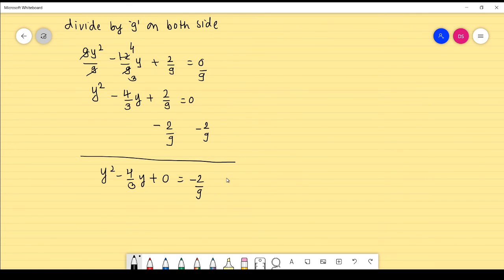If you subtract any number from 0, we get the same number with a minus sign. So the next term is y square minus 4 by 3y equals minus 2 by 9. So we got the situation: the square term and the term whose power is 1 on the left, and the constant on the right hand side.